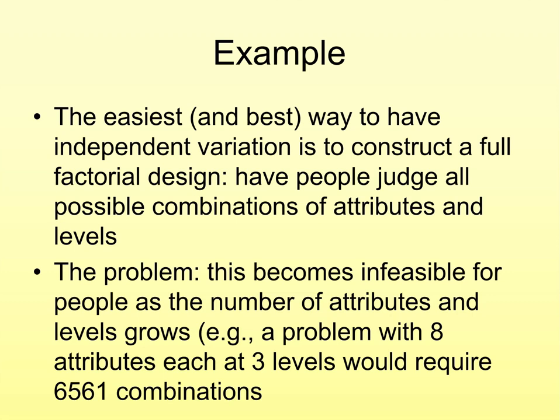The problem is it becomes completely infeasible as the number of attributes and levels grow. For example, suppose we wanted to expand that set of attributes from two up to eight. Well, at that point, we'd have three to the eighth combinations, which is 6,561 combinations, which is clearly way too many to give to someone.